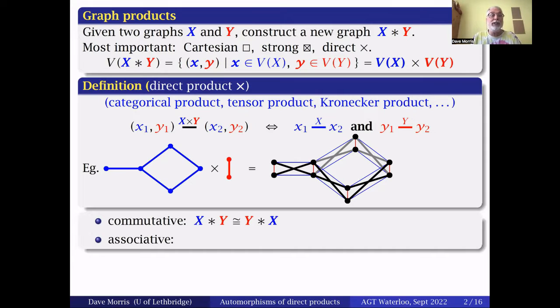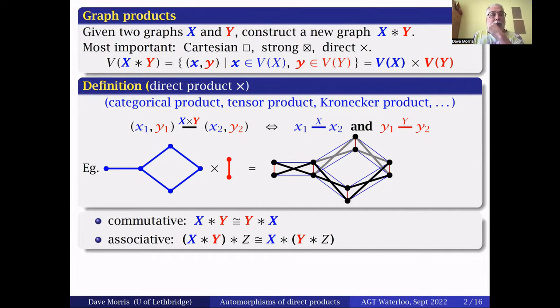And it's also associative. If you have three graphs, X times Y, and then multiply by Z, that's going to look just like X times Y times Z. In fact, in the direct product, the vertices are triples, and there'll be an edge if and only if there's an edge in all three factors. But anyhow, all three of these products have these basic properties.